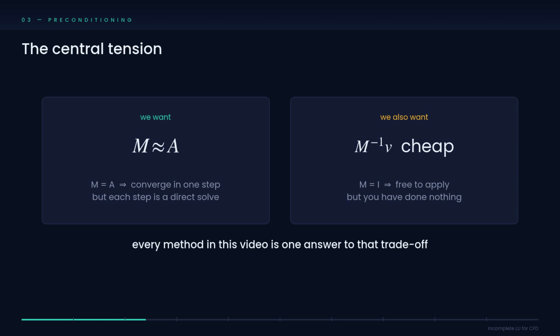We want M close to A, because if M were exactly A, the preconditioned matrix would be the identity and we would converge in a single step. But we also need solving with M to be cheap because we do it at every iteration. Choose M equals A and each iteration costs a full direct solve. Choose M equals the identity and you have done nothing. Every method in this video is a different answer to that trade-off.